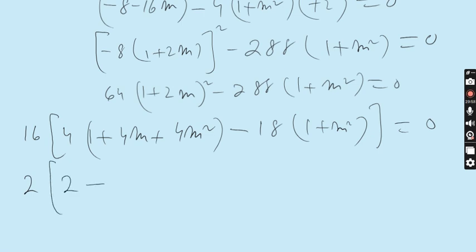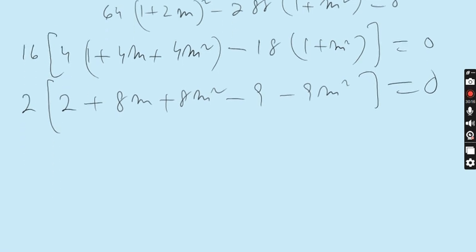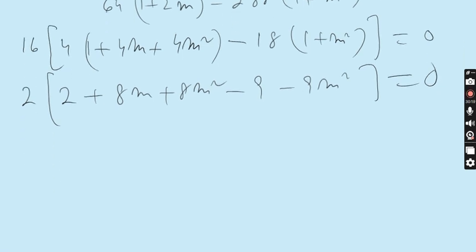So 2 1s are 2, 2 4s are 8 m, 2 4s are 8 m square, and 2 is outside, so 9 1s are 9 minus 9 m square is equals to 0. Now 2 must be 0, dividing by 0. Minus 9m square plus 8m square is minus m square, and plus 8m minus 9 plus 2 is minus 7 is equals to 0. Multiply the whole equation by negative 1.